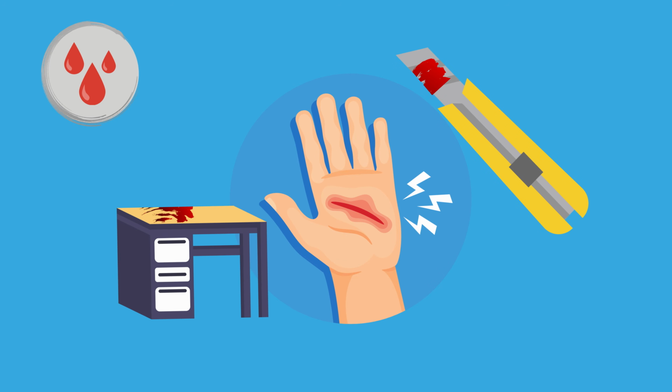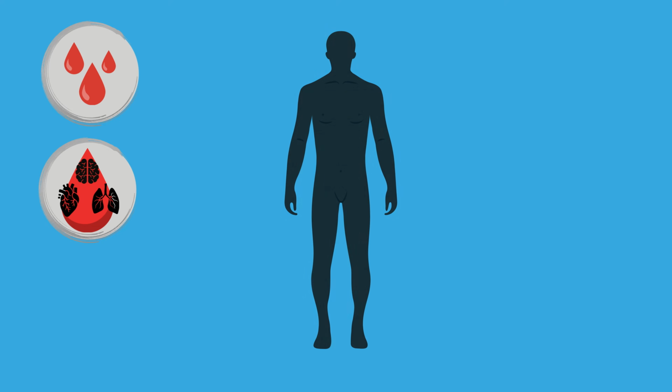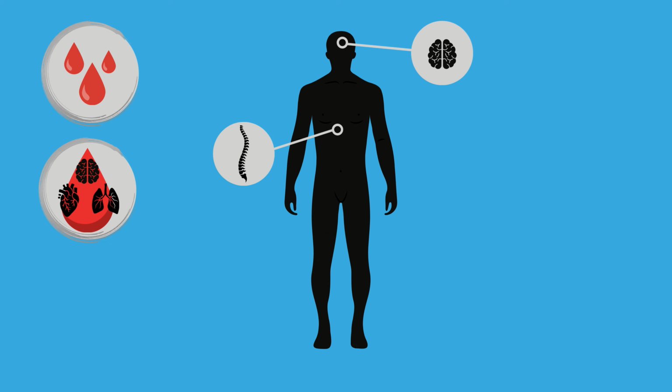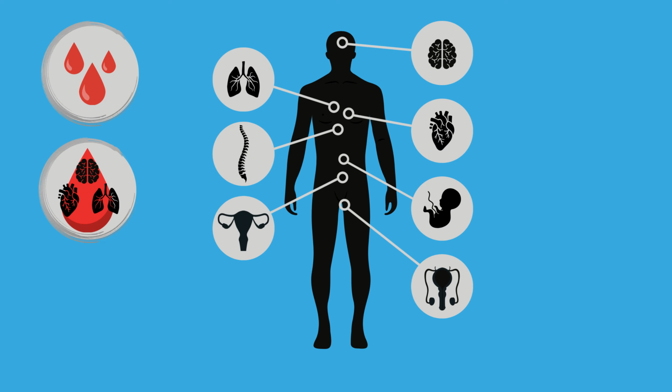It is less likely, but still possible, for a bloodborne pathogen to be transmitted through other potentially infectious materials, or OPIMs. Chances are you probably won't encounter OPIMs on the job, as they include fluids surrounding the brain, spine, heart, and lungs, amniotic fluid, sperm, and vaginal secretions.